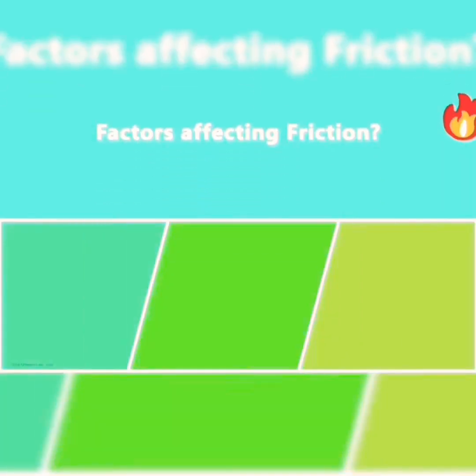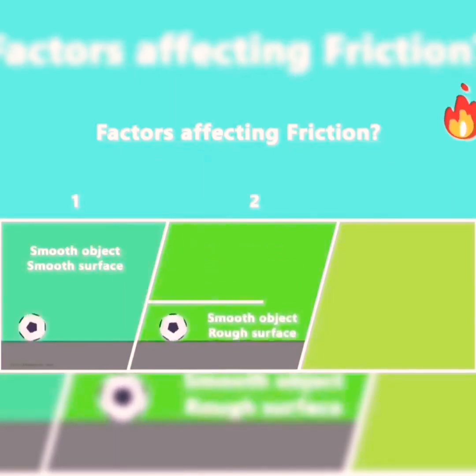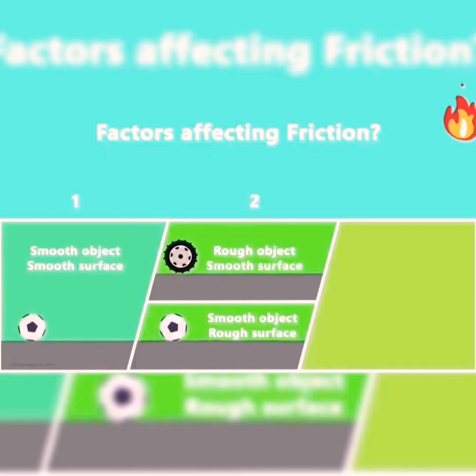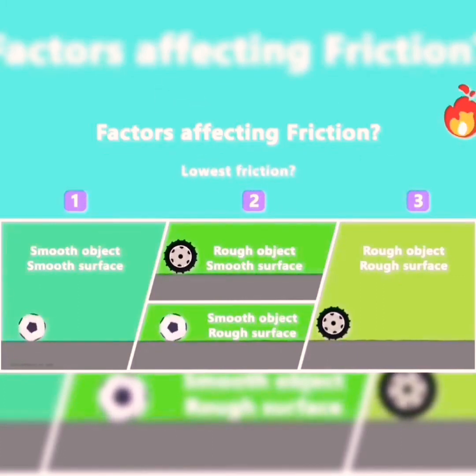What are the factors that can affect friction? See three situations which help us to find out the factors that affect friction. The first one, we can see a smooth object traveling on a smooth surface. Second one, we can see a rough object traveling on a smooth surface, or a smooth object traveling on a rough surface. In the third position, we can see a rough object traveling on a rough surface. So can you tell me in which of the three is the highest friction? As we can see, number 3 has the highest friction.